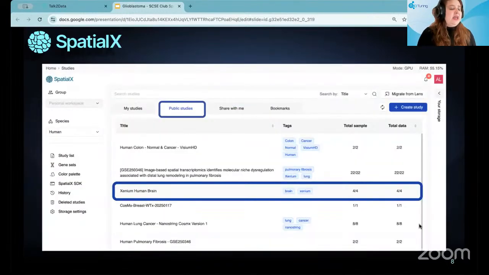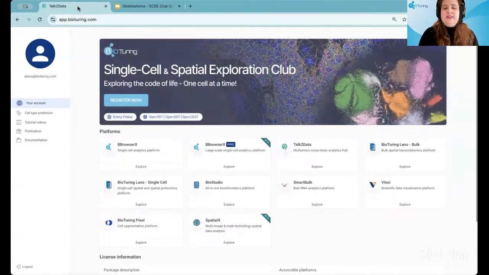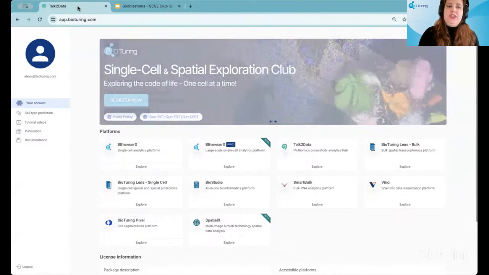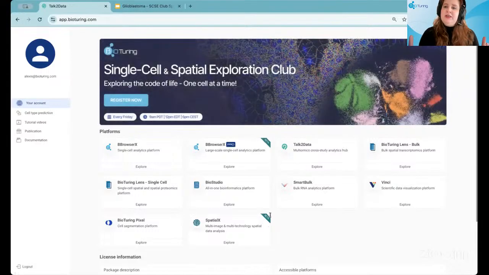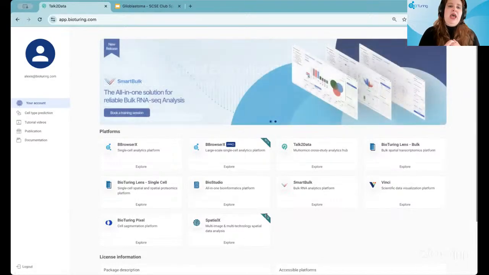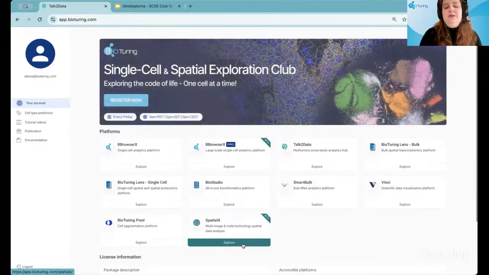Okay. So looking into how we can utilize SpatialX, one of the studies that we prepared for today was this Xenium human brain data set that can actually be found in SpatialX. And for anyone who's not sure what SpatialX is and where you can access it from the Biotrain ecosystem as a whole, you can access SpatialX right here, which you'll notice is in beta version. That just means we're constantly developing new features in the system, and we're happy to get feedback when it comes to analyzing different types of imaging data.